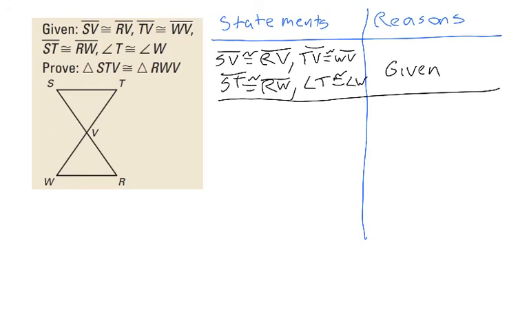So that's a lot of given information. Let's go ahead and mark up the diagram a little bit. So SV is congruent to RV. So here's SV, RV. TV is congruent to WV, TV, WV. And ST is congruent to RW. Finally, T is congruent to W.